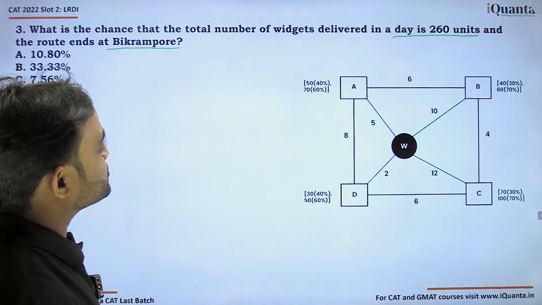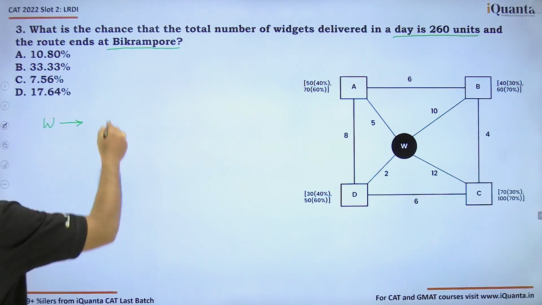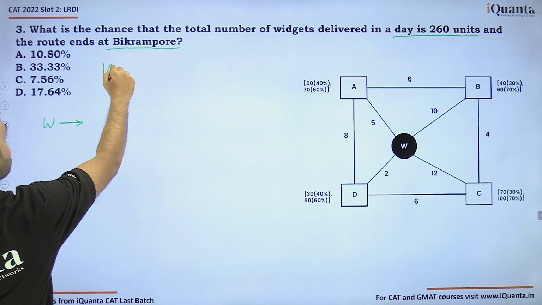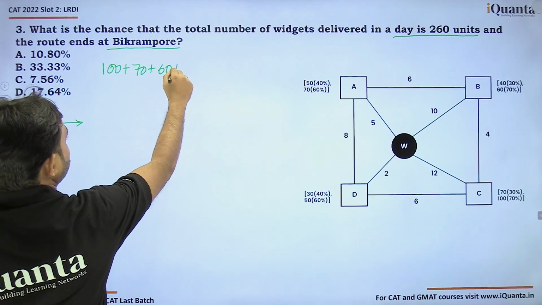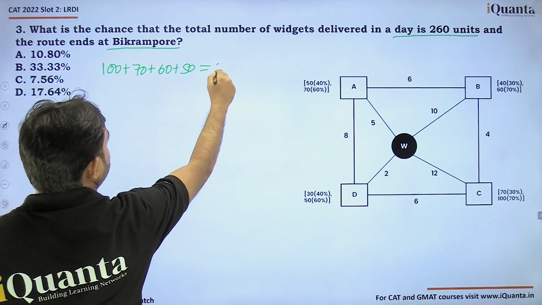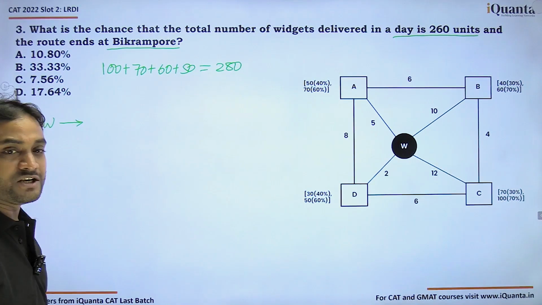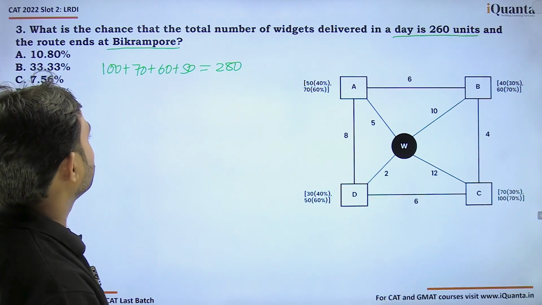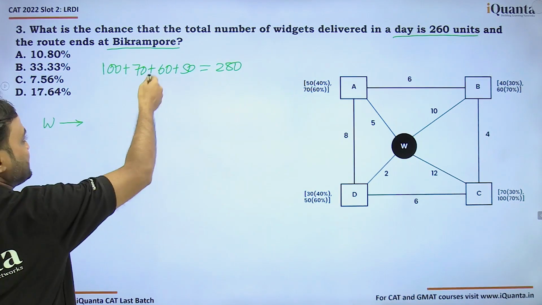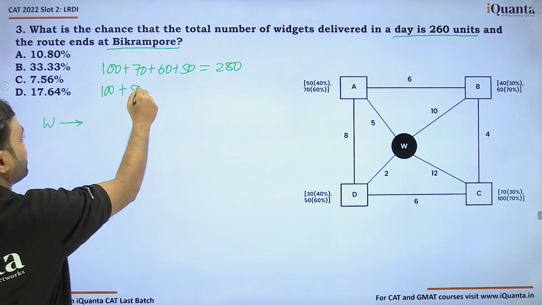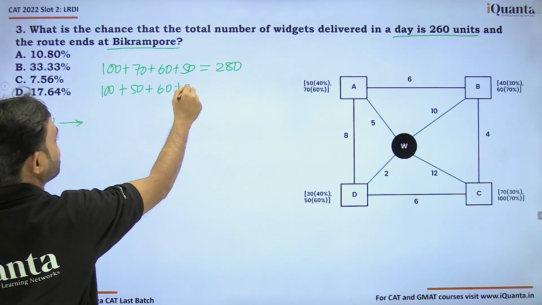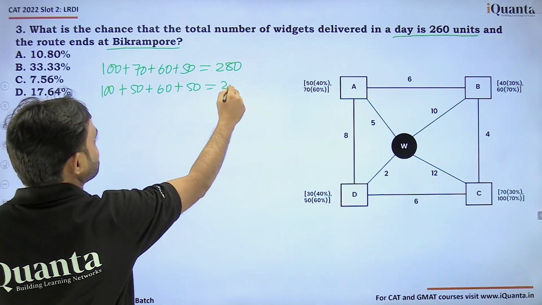Total demand is 260 units. We already know that maximum demand is 100 plus 70 plus 60 plus 50, which is equal to 280 units. How do we get 260 units of demand? So, we need to decrease either of these by 20. We can take 100 plus 50 plus 60 plus 50. This will give us 260.